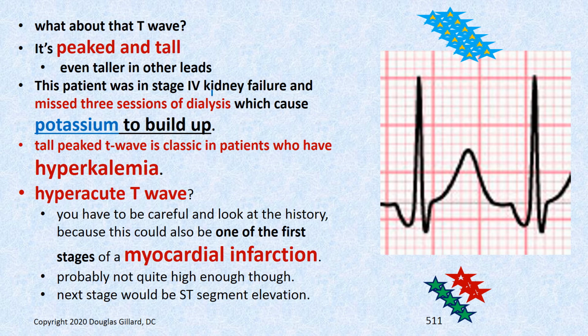In fact, a little more about this patient: she had stage 4 kidney failure, and she missed 3 dialysis sessions. So, in fact, she did have a potassium buildup in the blood. She did have hyperkalemia, and so those findings were ultimately thought to be associated with the hyperkalemia. And again, it could be one of the first signs of myocardial infarction, so probably run troponin levels just to be safe.